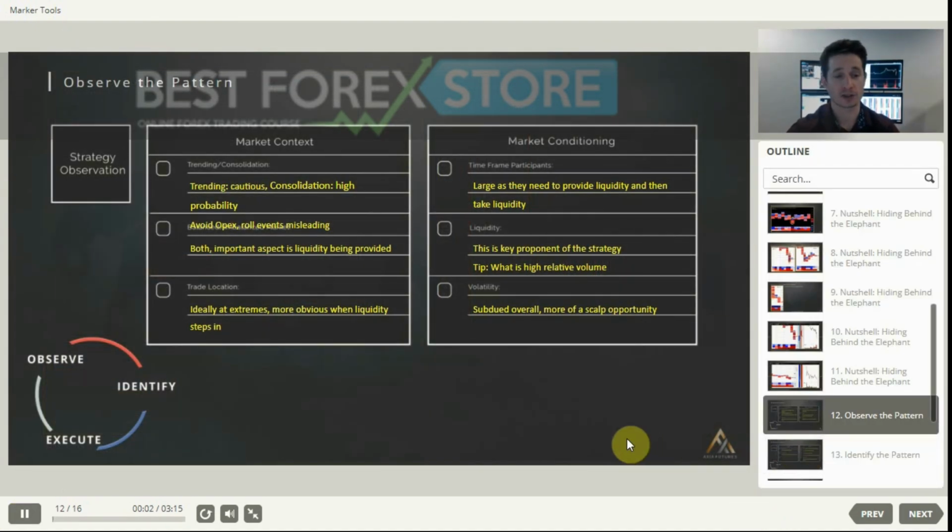Now, the trading strategy of hiding behind the elephant makes a lot more sense to you. It's quite a unique trade strategy, but do bear in mind, obviously, it is a bit more of a scalp type trade opportunity with very good risk-reward metrics.